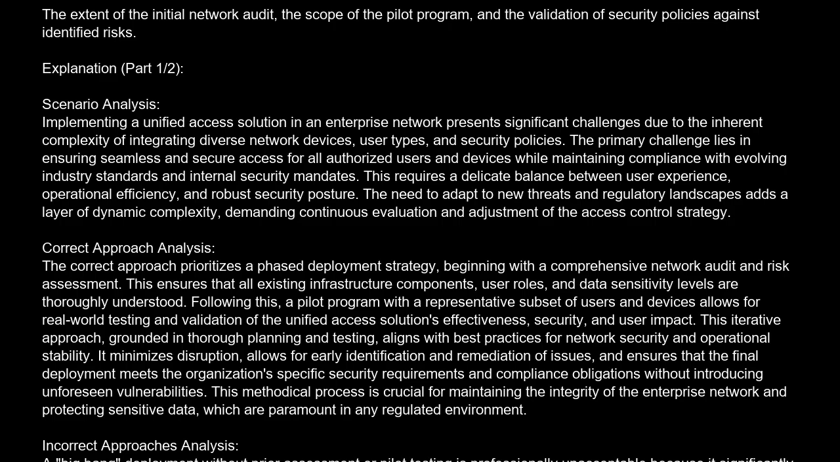This iterative approach, grounded in thorough planning and testing, aligns with best practices for network security and operational stability. It minimizes disruption, allows for early identification and remediation of issues, and ensures that the final deployment meets the organization's specific security requirements and compliance obligations without introducing unforeseen vulnerabilities. This methodical process is crucial for maintaining the integrity of the enterprise network and protecting sensitive data, which are paramount in any regulated environment. Incorrect approaches analysis.